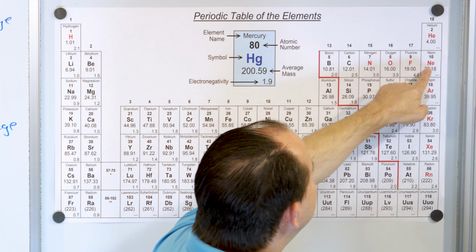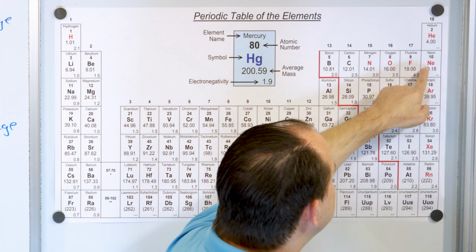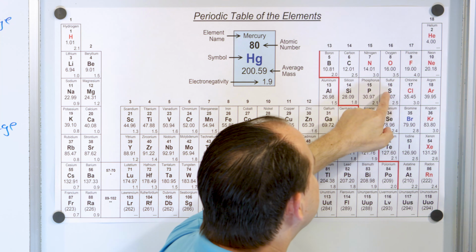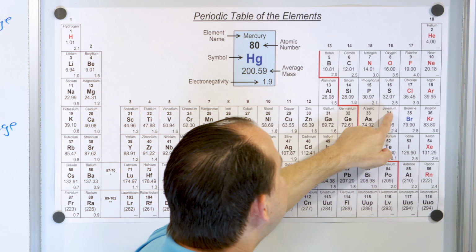Now oxygen is two spots over from its nearest noble gas. It wants to gain two electrons. Sulfur wants to gain two electrons, and so on.